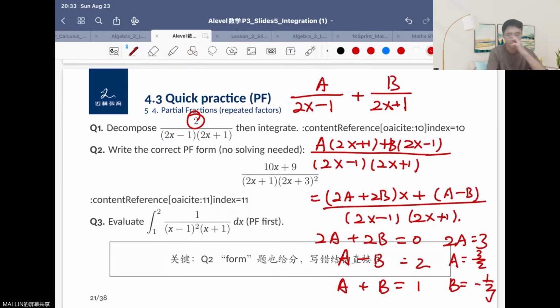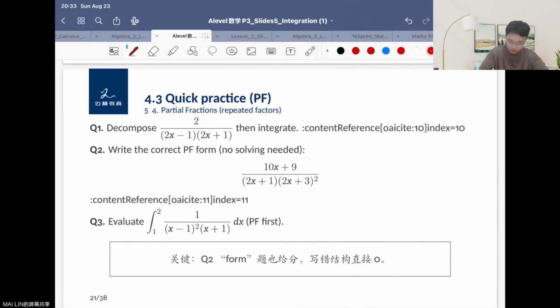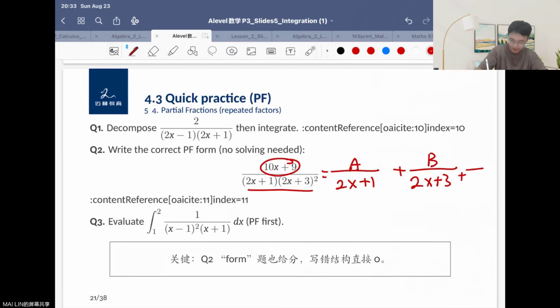If you want to try the second and third problems, you can follow my steps, or you can pause the video and do it yourself. For question 2, we have (10x plus 9) divided by (2x plus 1) times (2x plus 3) squared. It can be divided into three parts: the first is A over 2x plus 1, the second is B over 2x plus 3, and then C over (2x plus 3) squared.